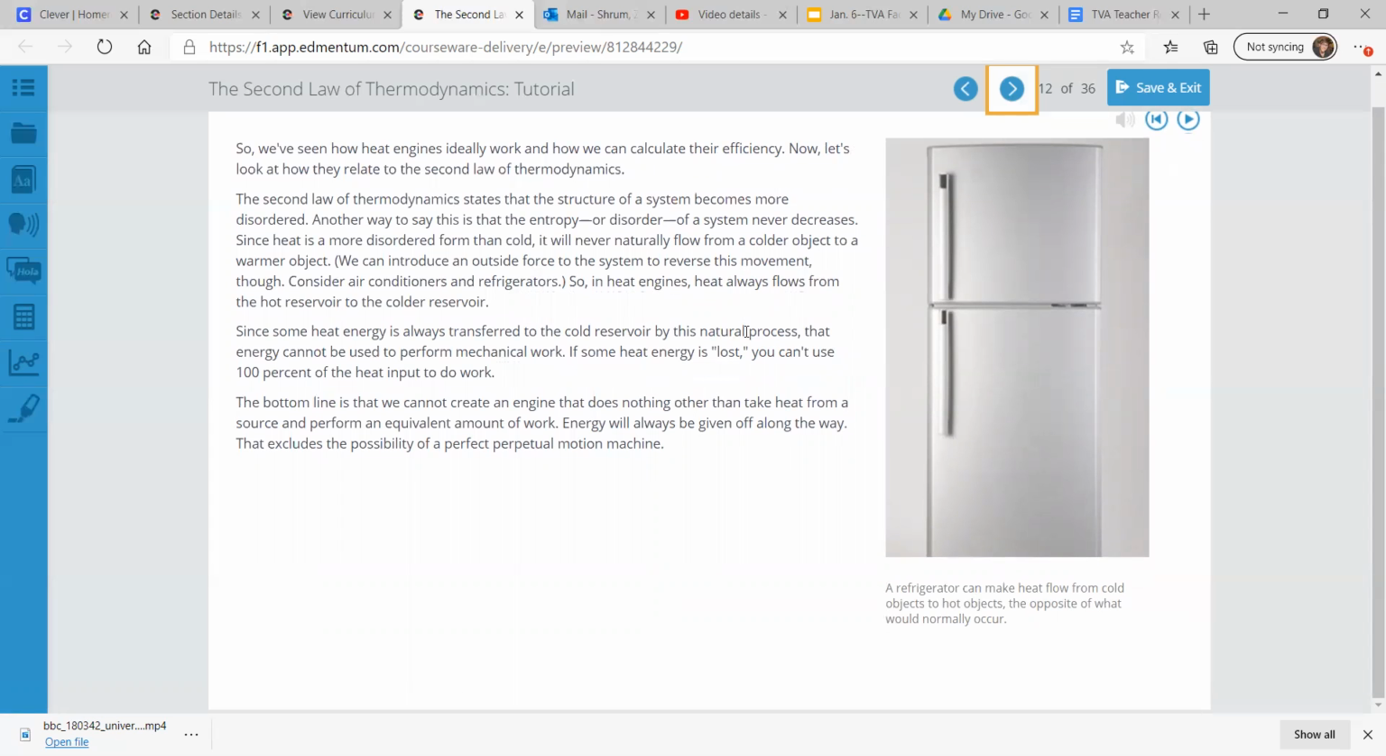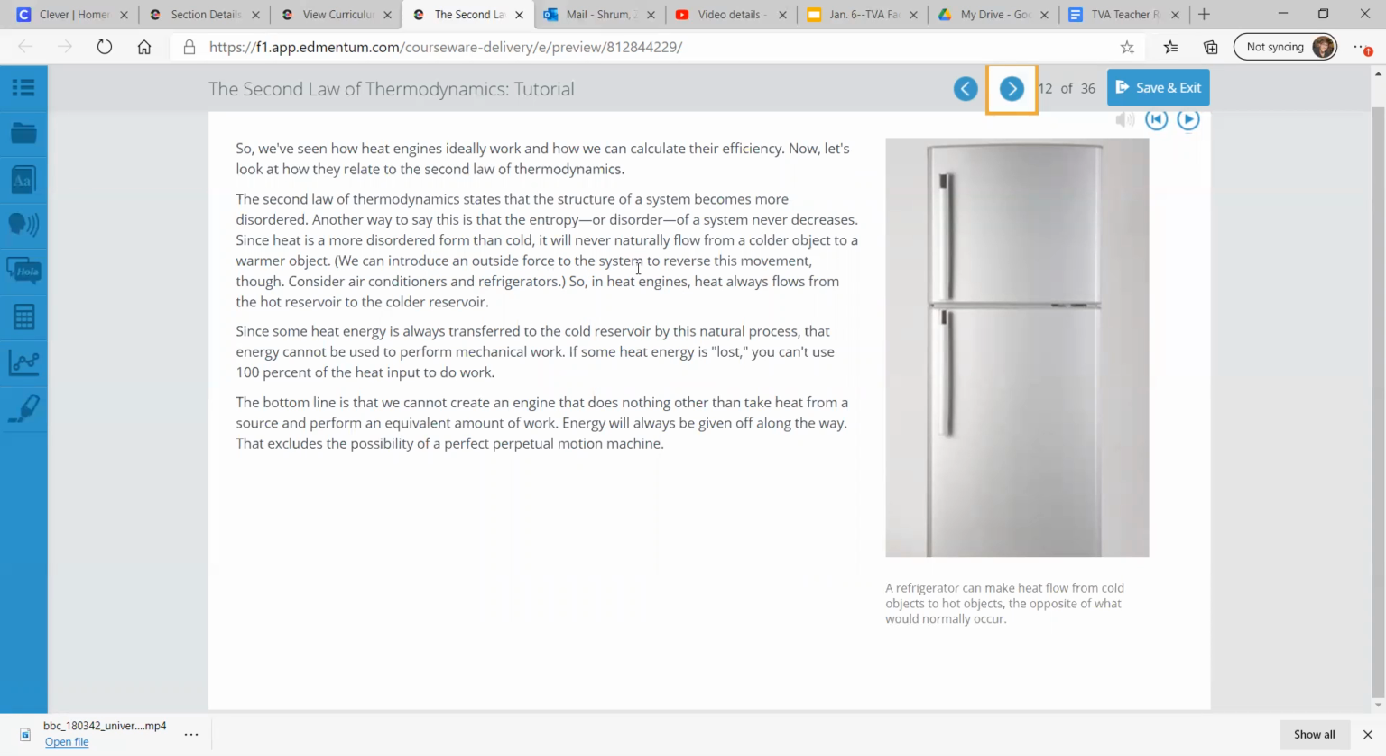So we've seen how heat engines ideally work and how we can calculate their efficiency. Now let's look at how they relate to the second law of thermo. The second law of thermo states that the structure of a system becomes more disordered. Another way to say that is the entropy or disorder never decreases. Since heat is a more disordered form than cold, it will never naturally flow from cold to hot objects.